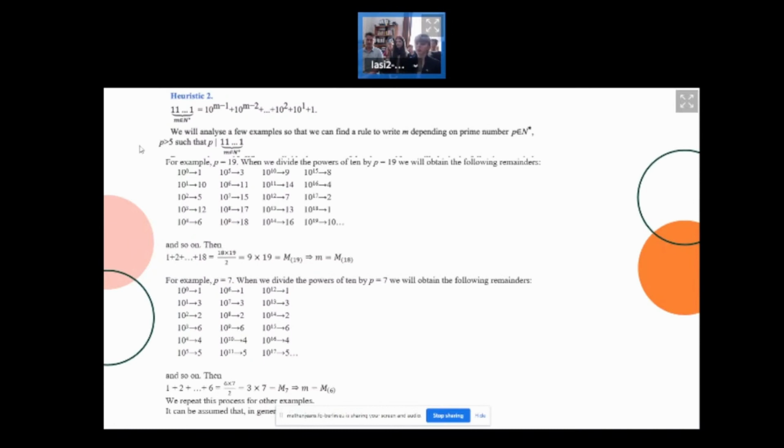And then we made the sum of them and observed that it is a multiple of 19. So m, the number of 1s in the first number, is a multiple of 18.